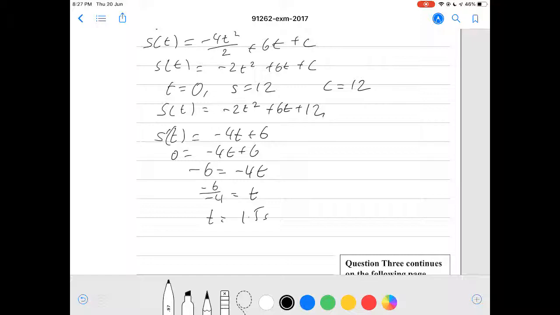We go back to our s of t. Our s of t was negative 2t squared plus 6t plus 12. Substitute t equals 1.5. Plug that into our calculator.